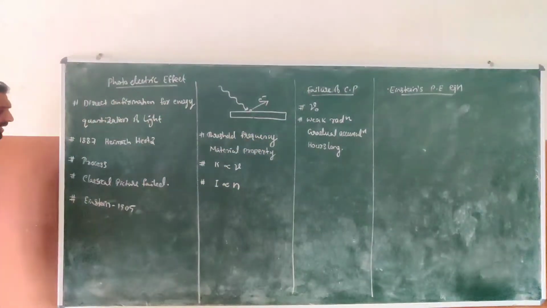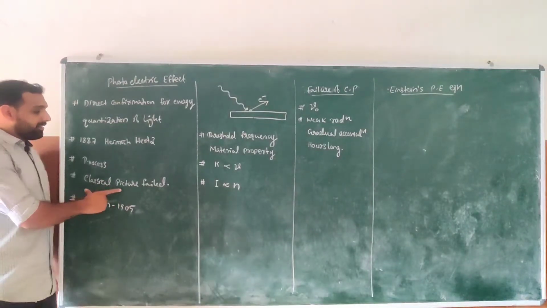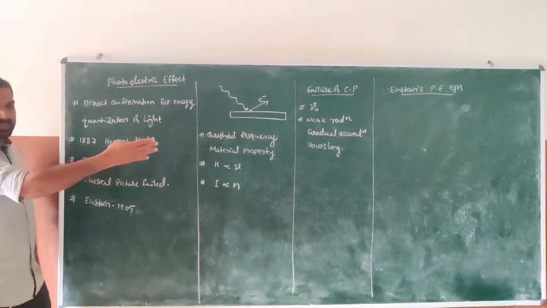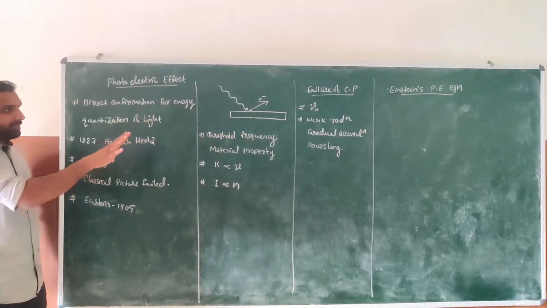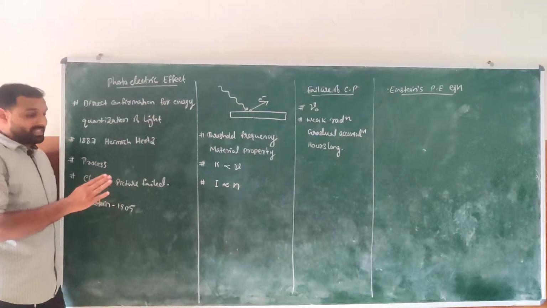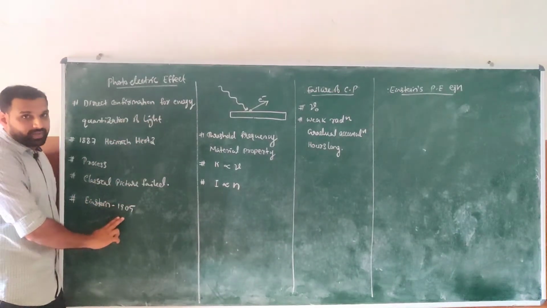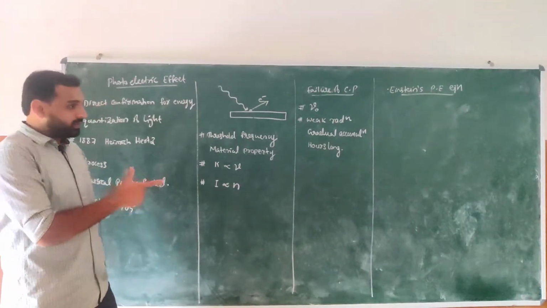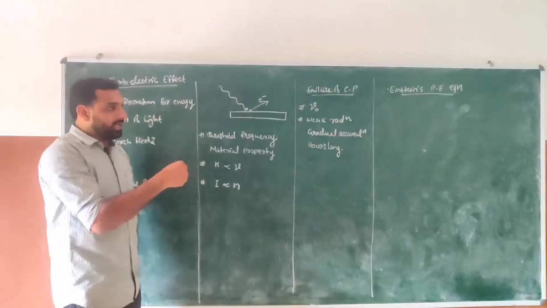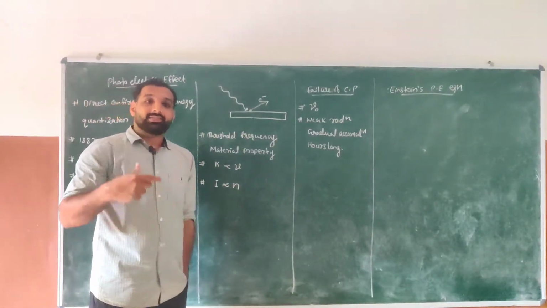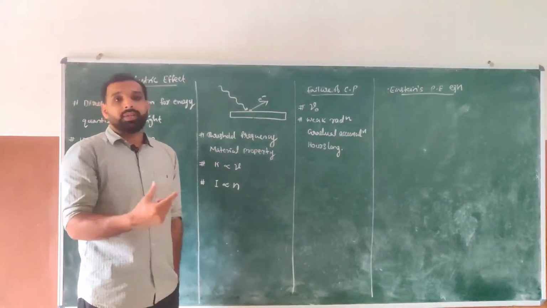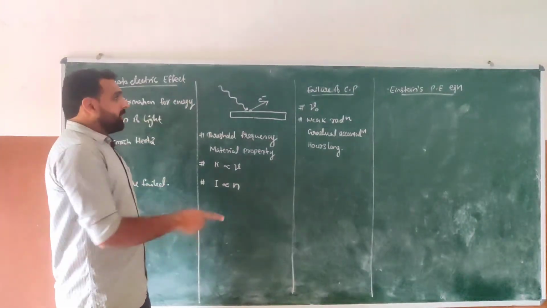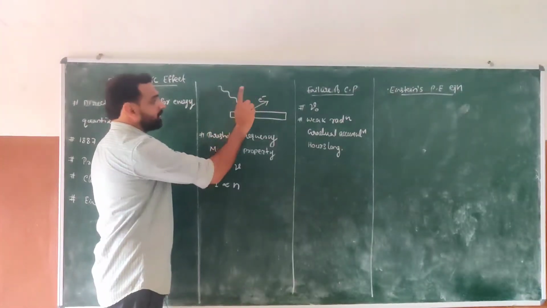Unfortunately, classical physics failed to explain this phenomenon. We'll deal with that later. This process was successfully explained by Einstein in 1905, and for that he received the Nobel Prize. We'll discuss the process in complete detail, then discuss why classical mechanics failed to explain it, and then we'll obtain Einstein's photoelectric equation. As I said, when radiation falls on a metal surface, electrons are ejected.